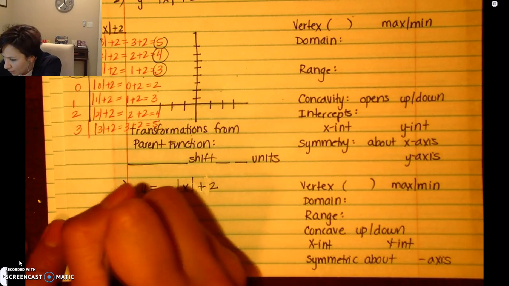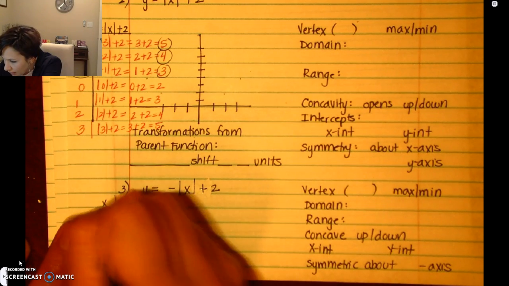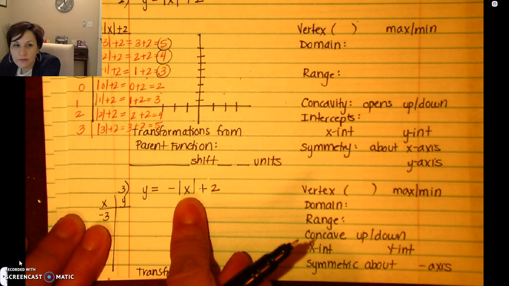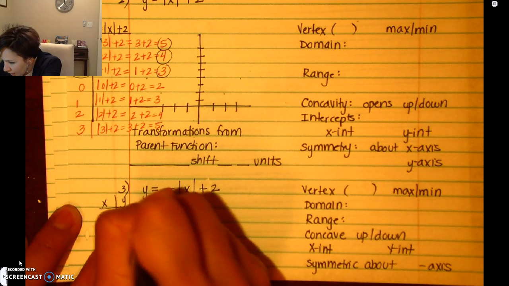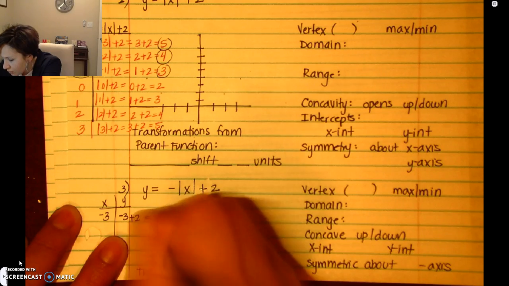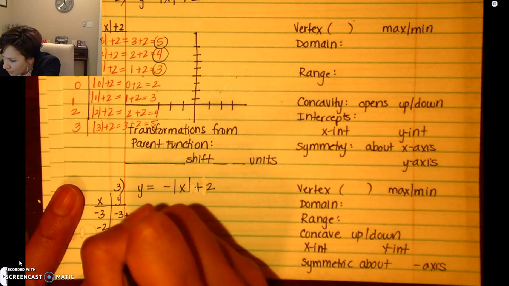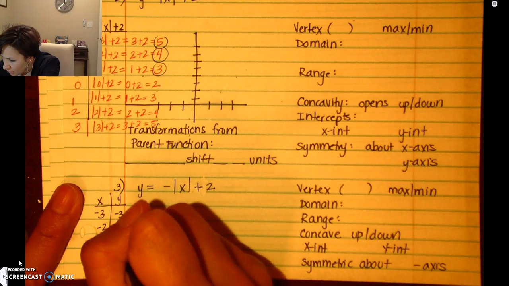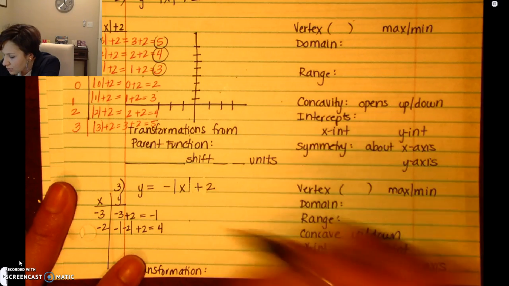So let's do our table, x and y. If I start at -3, what is the absolute value of -3? Well, a +3. But the opposite of a +3 is actually -3. And what's -3 plus 2? -1. Okay, the absolute value of -2 is a +2, but the opposite of +2 is -2, and -2 plus 2 is 0.